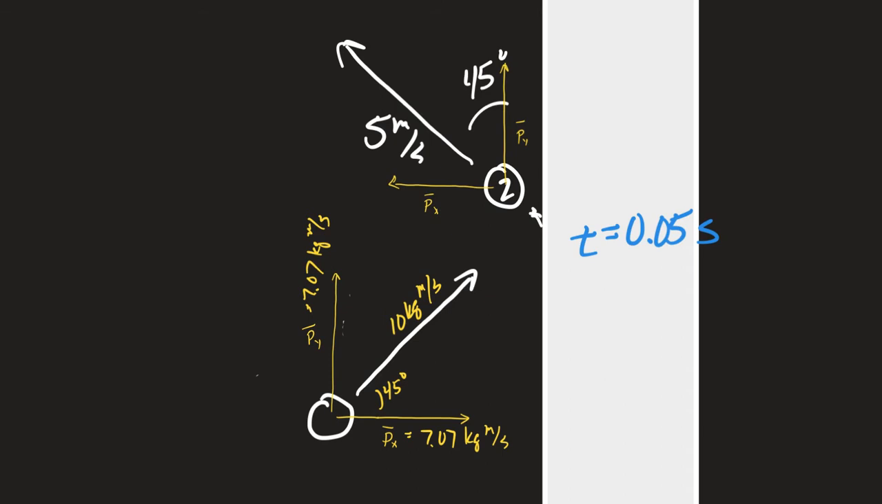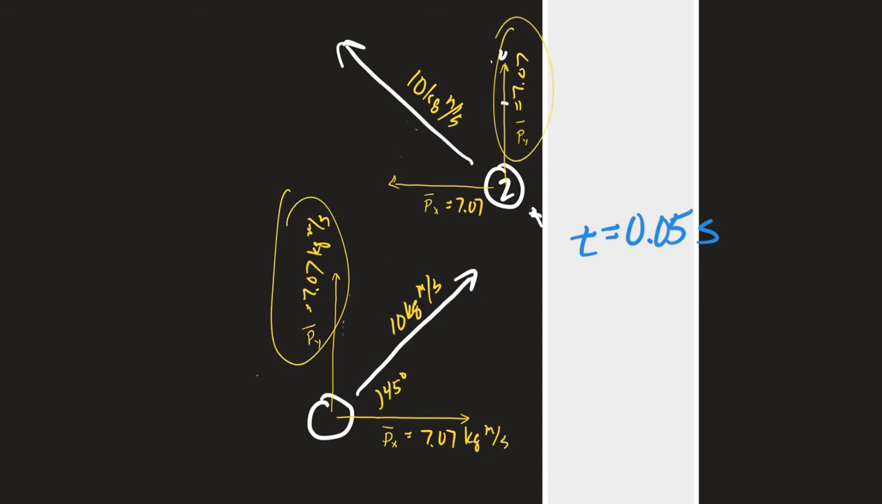In fact, I'm pretty sure that the other recoiling portion here, being that the speed didn't change, just the direction did, is 10 kilogram meters per second. So this also must be 7.07. And this one must also be 7.07. It seems to me that the y direction didn't have a change in momentum. All right, it's 7.07 both before and after it strikes the wall.